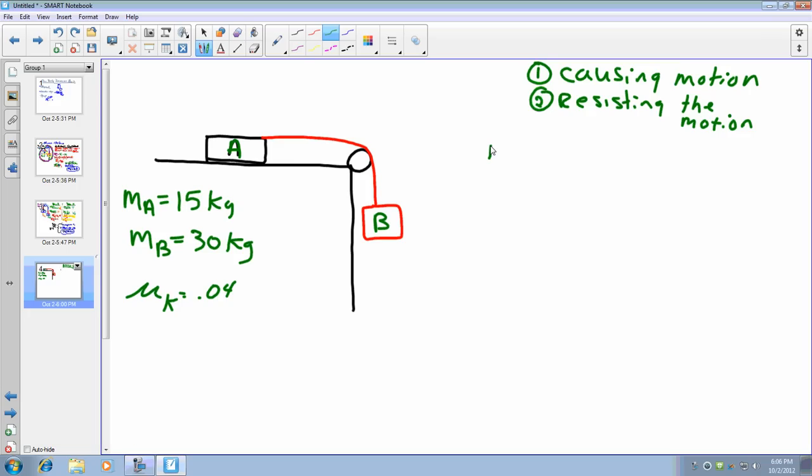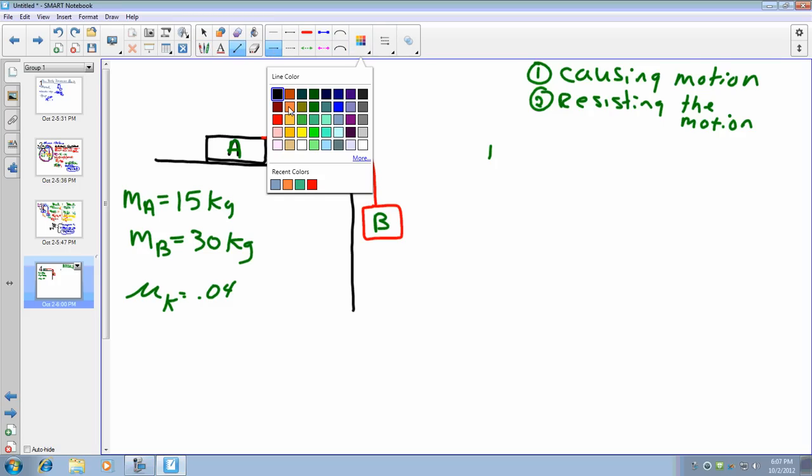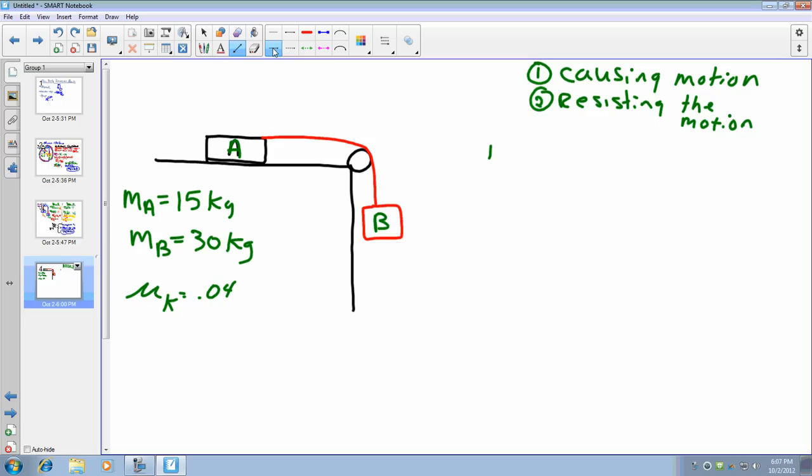Well, the motion is being caused by, and let's use some arrows for fun this time, let's give ourselves a fun color, the motion is being caused by the weight of object B.